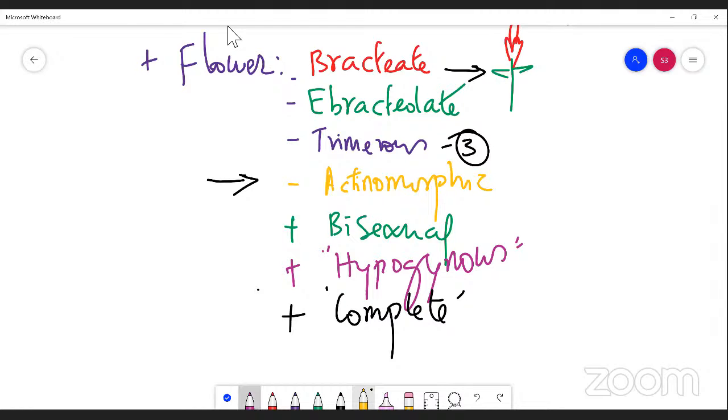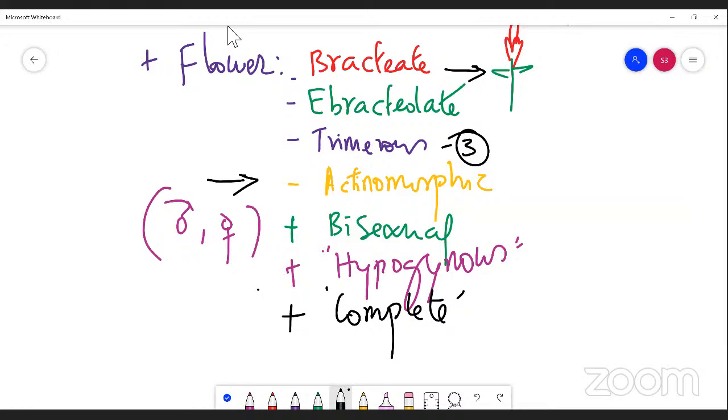Bisexual flower, hypogynous. What do you mean by bisexual flower? Both male and female parts are found in the same flower, which is said to be bisexual. Right. And talking about the hypogynous flower, it means a superior ovary is present in that flower. Hence, it is hypogyny.